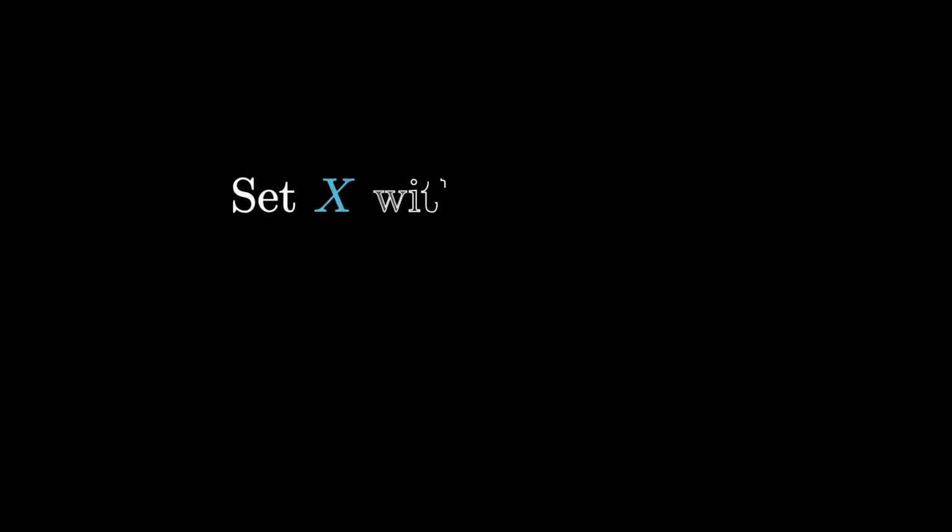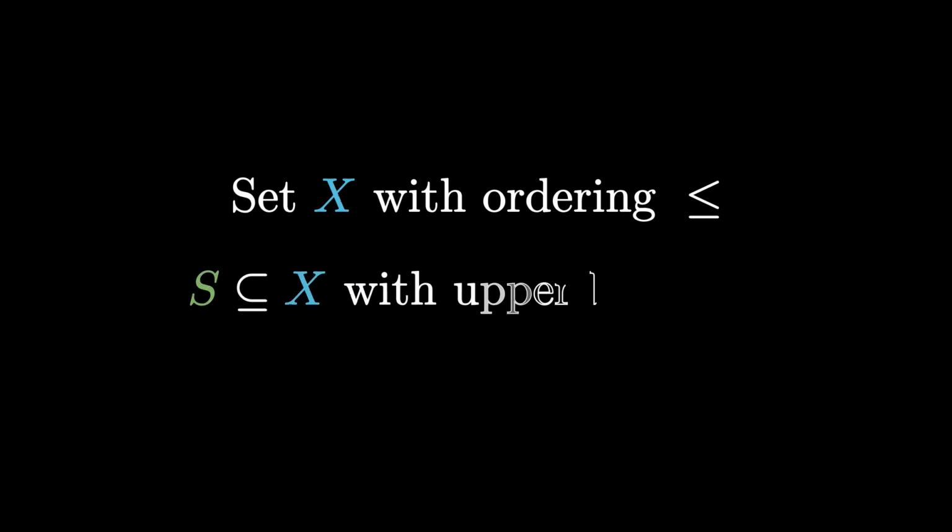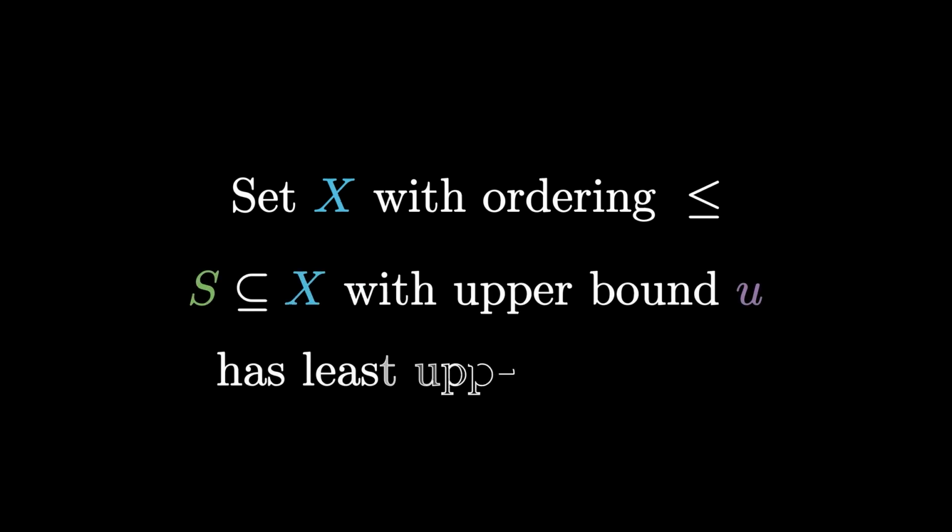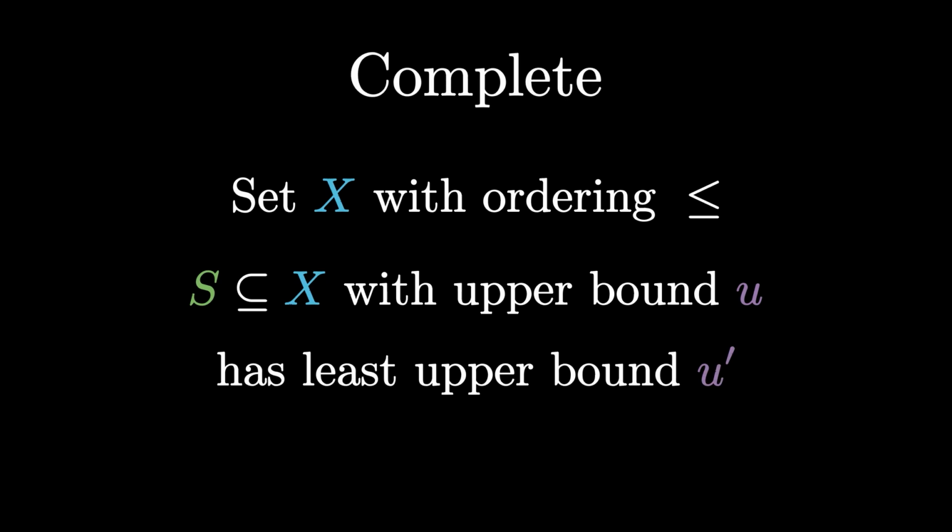Now a set with an ordering in which this property holds, that is, for any subset which has some upper bound, there is a least upper bound, is called complete. And this is the exact property that we want the reals to satisfy. In fact, in a sense, we can call any set that fulfills this completeness property along with the operations and the ordering working as usual as the real numbers.